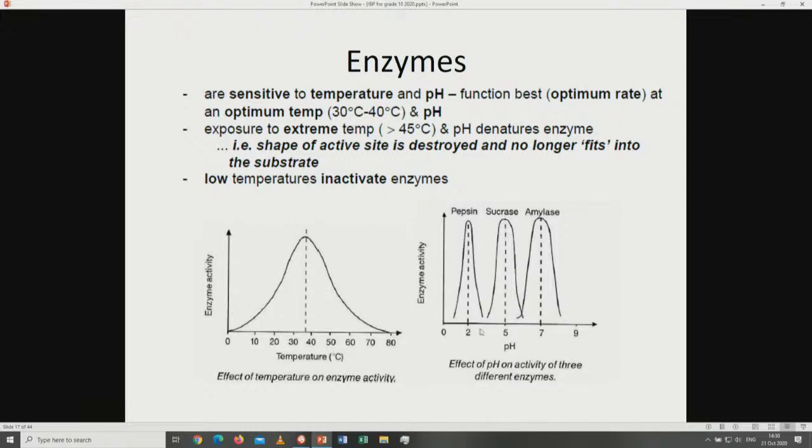Also for sucrase, it's indicated here that sucrase functions best at a pH of 5, and beyond that we see the enzyme activity of sucrase decreasing. Also for amylase, amylase functions best at a pH of 7, and beyond a pH of 7 the enzyme activity of amylase starts to decrease, because the enzyme has been exposed to high pH levels, and then it starts losing its structure and its functioning.